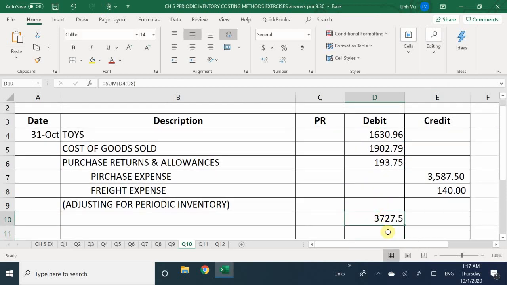Okay. So I get $37,275.00 on one side, and I get $37,275.00 on the right side. Okay, so good. I completed my journal, and this is done.